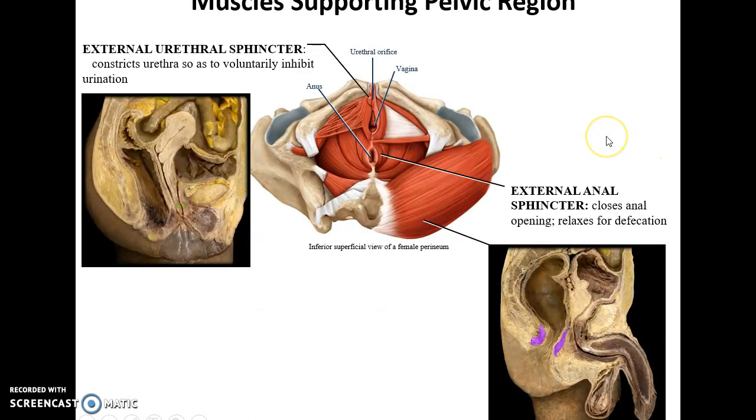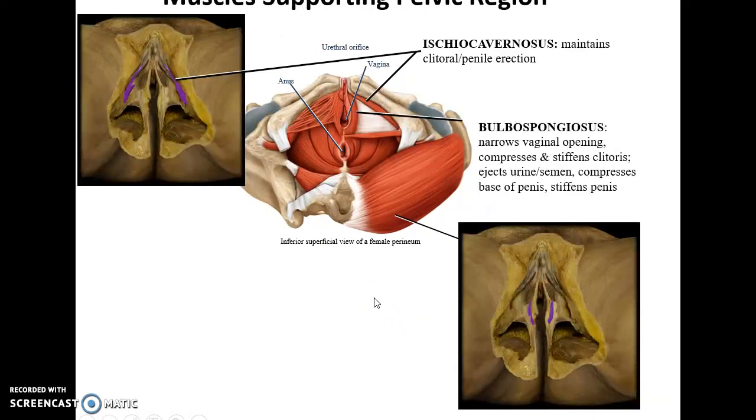All right, muscles that support the pelvic region. So the bottom of the trunk, basically. We have the external urethral sphincter around the urethra. It helps to control urination, and the external anal sphincter around the anus that helps to control defecation. We have the ischiocavernosus muscle that helps to maintain clitoral or penile erections, as well as the bulbospongiosus muscles, seen here, which helps to narrow the vaginal opening, compress and stiffen the clitoris. Also helps to eject urine and semen in men and compress the base of the penis as well as stiffen the penis.